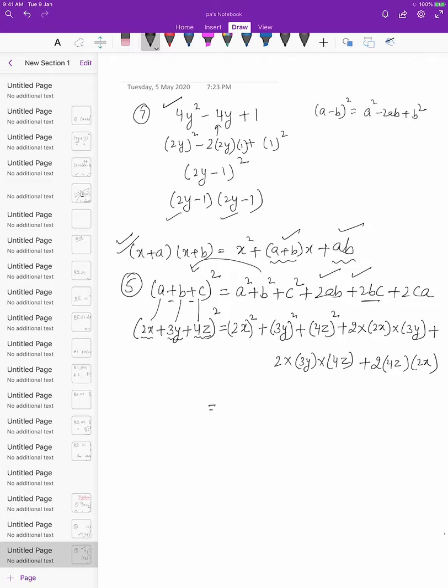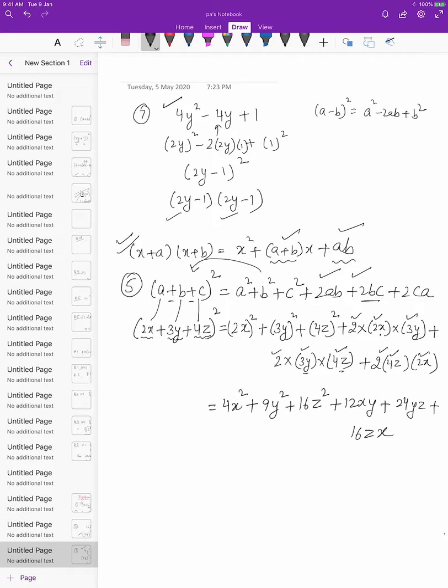Now let's simplify it. I will get 4x square plus 9y square plus 16z square plus, now I need to multiply these three. 2 into 2, 4, 4 into 3 is 12, and then x into y. So 12xy plus 2 into 3, 6, 6 into 4 is 24, and then y and z. So 24yz plus 2 into 4 is 8, 8 into 2 is 16 zx. So this is the expanded form of the given expression.